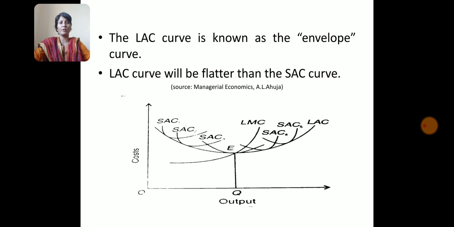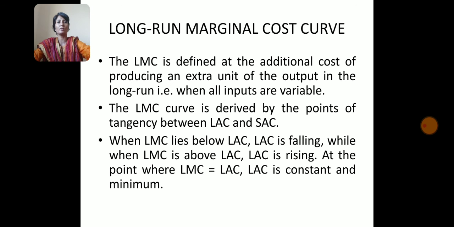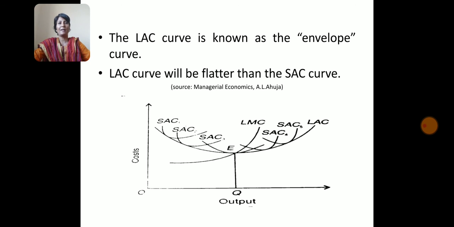Coming to the next important cost in the long run, that is long run marginal cost. Long run marginal cost is defined as the additional cost of producing an extra unit of the output in the long run, that is when all inputs are variable. The LMC curve is derived by the points of tangency between LAC and SAC. Note an important relationship between LMC and SAC here.